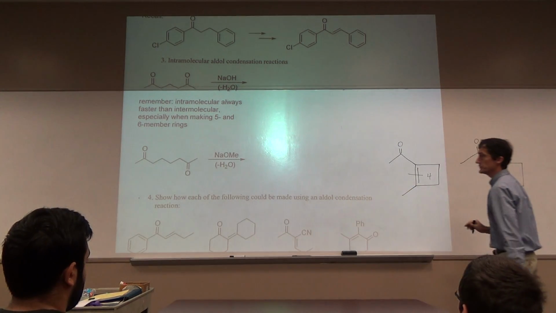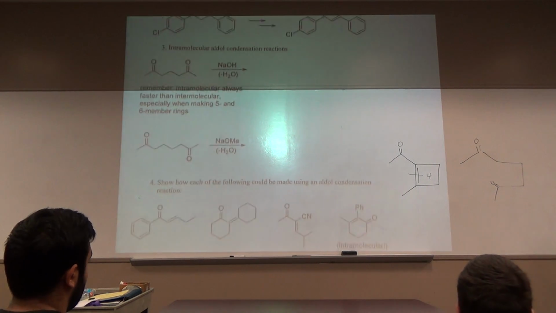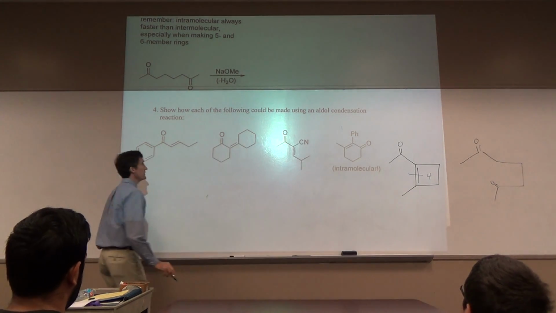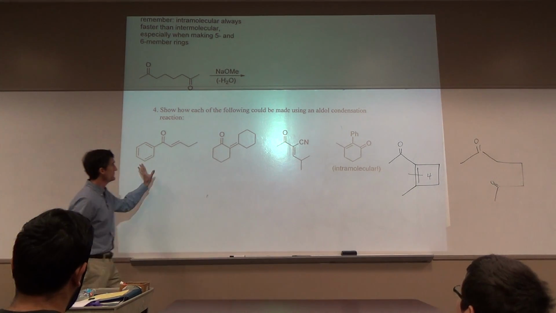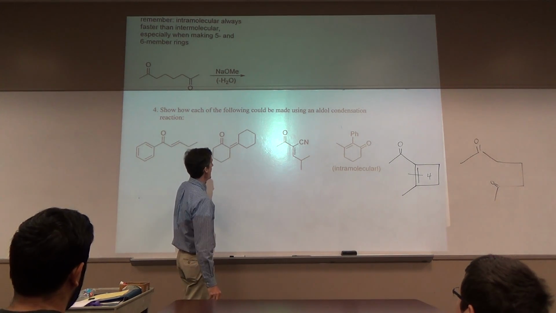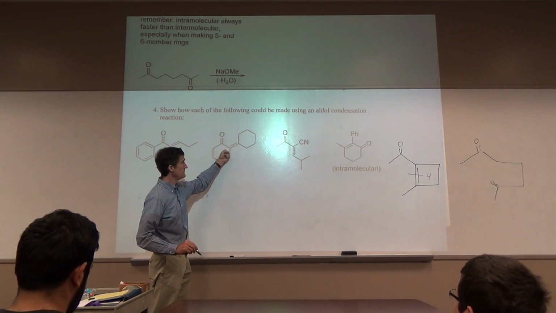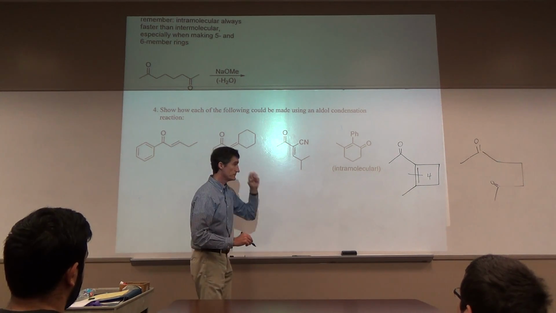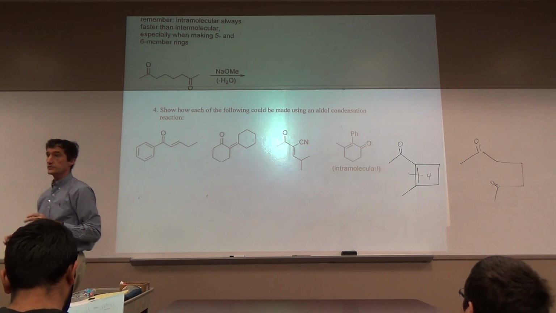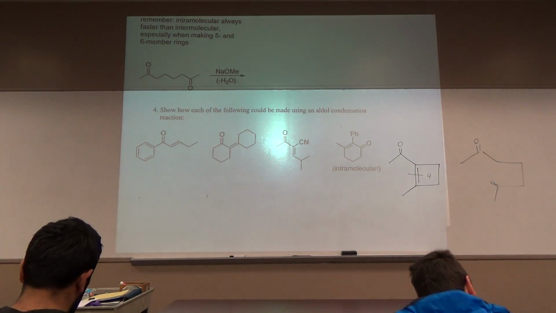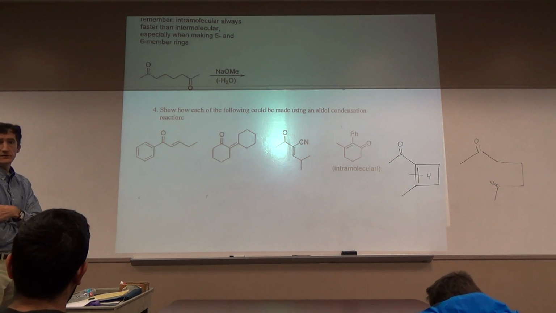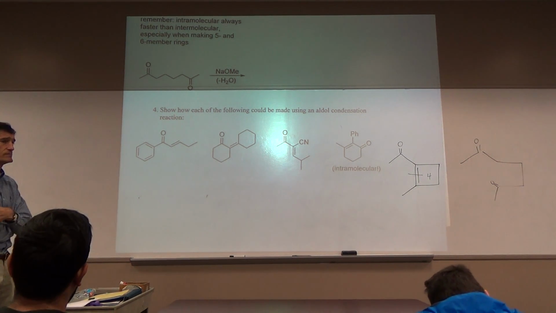Okay, so those are some examples of intramolecular aldol reactions. Going backwards, shows how the following can be made using an aldol reaction. Let's do the two in the middle, because this one looks quite familiar. You guys on the right, do the second one here. You guys on the left, do the third one. What are the starting materials? These are all alpha, beta unsaturated carbonyl compounds, can be made by an aldol reaction. What's the starting materials?